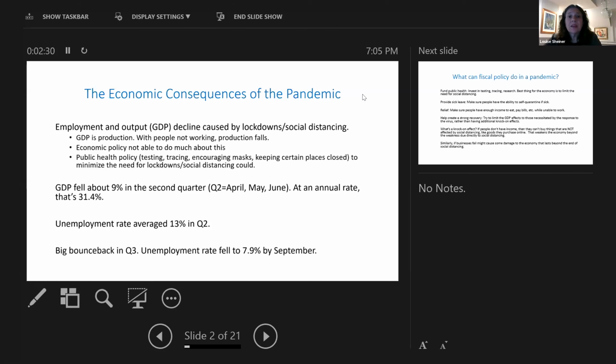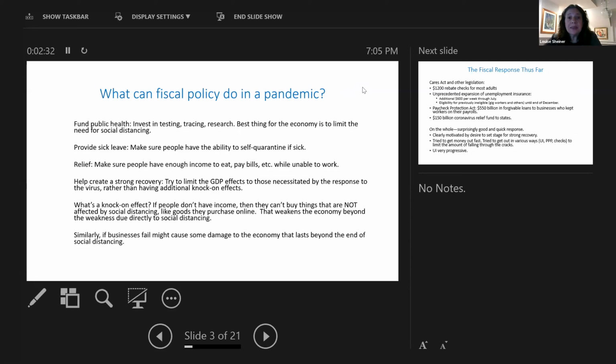So what can fiscal policy do in a pandemic? I've already mentioned it can fund public health to basically minimize the cost of the virus itself. It can do things like provide sick leave, similarly, by making sure people have the ability to self-quarantine if they're sick and they don't show up for work because they need to feed their family. It can do a lot of relief, right?